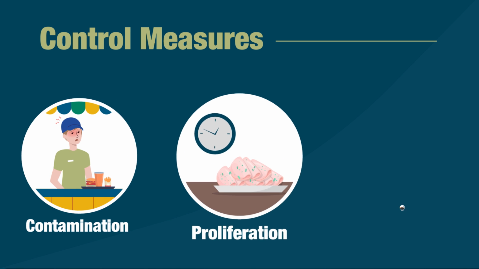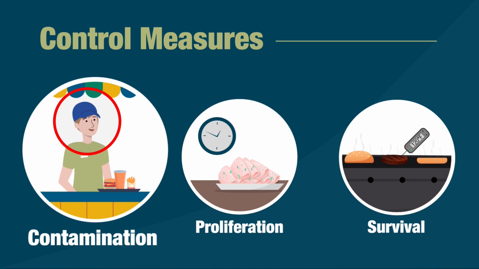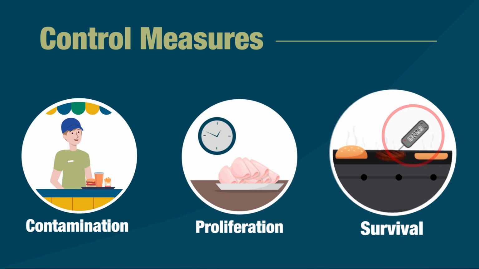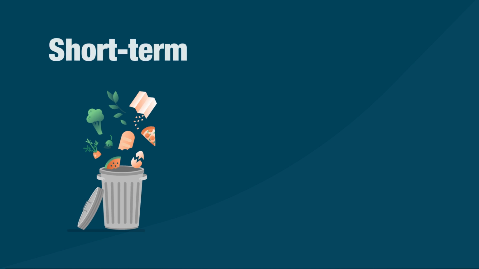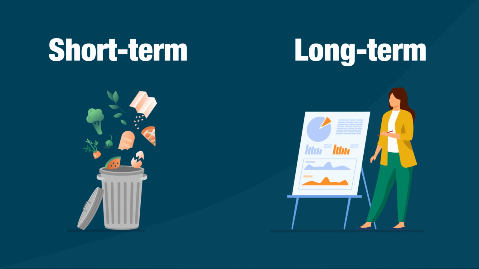Control measures are actions or activities that are taken to prevent, eliminate, or reduce the occurrence of an identified hazard. Control measures can be short-term and immediately implemented, such as discarding potentially contaminated food. Other control measures may be long-term, such as requiring training or changing a preparation procedure.